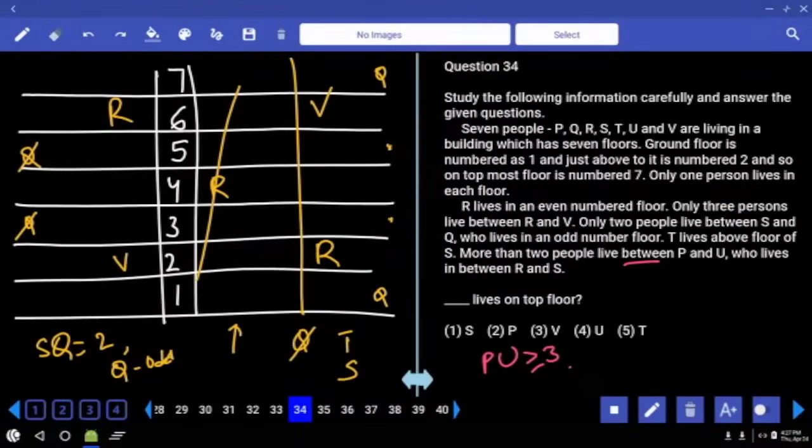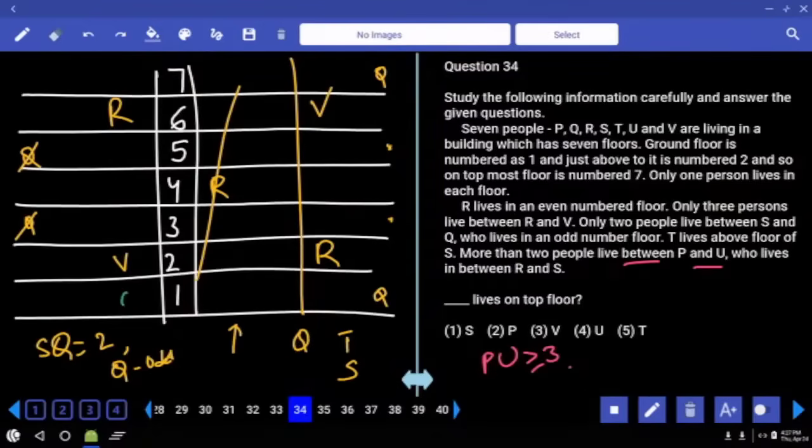In this case, can we have Q at this place or not? If Q is here, between S and Q there must be exactly 2, so S will be here. U lives between R and S, so U must be here. More than 2 people between P and U means P must be here. Now what is left over? T is before S. Is it possible? Not possible. Hence, Q at this place is not possible.